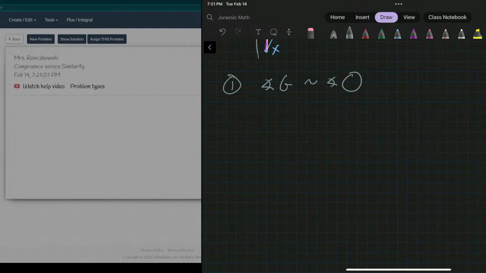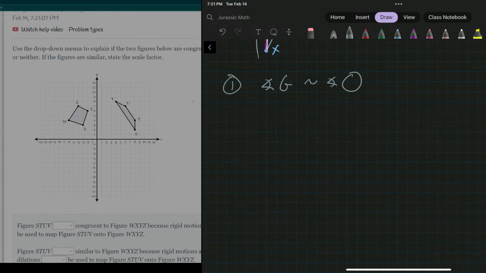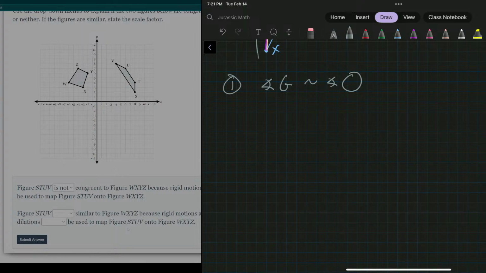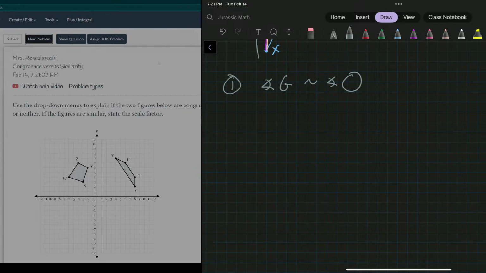All right. Next up, congruency versus similarity. Boom. So, if I just look at these 2 shapes, they are definitely not similar. They're not even congruent. So, figure STUV is not congruent to figure WXYZ because rigid motion cannot be used. So remember, rigid motion talks about sliding an object, turning an object, and flipping an object. So neither one of these, I mean, this is not even similar because a dilation can't even fix that. It's impossible. They're 2 different shapes. All done.